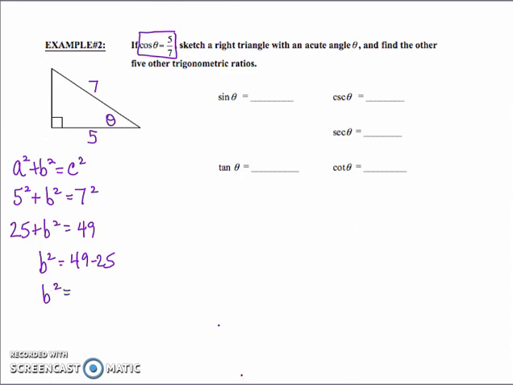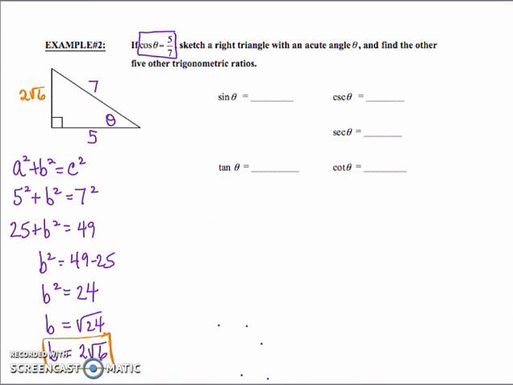So we end up with b squared is equal to 24, but again, we have to square root both sides. So that tells us that b is going to be equal to the square root of 24, which can be simplified. There's a perfect square in 24. So if we separate 24 into square root of 4 times square root of 6, b is 2 square roots of 6. All right, so now we can take that information and add that to our picture right there, because we know that b is equal to 2 square roots of 6.